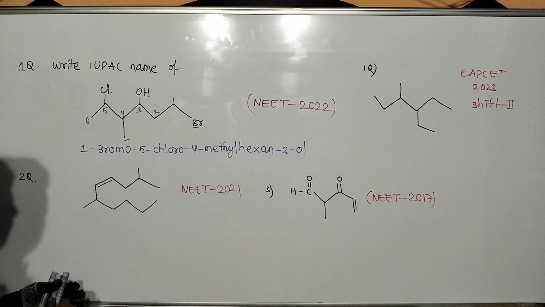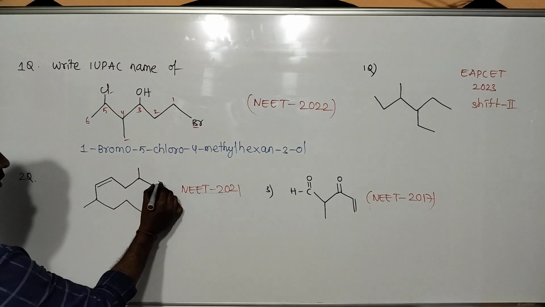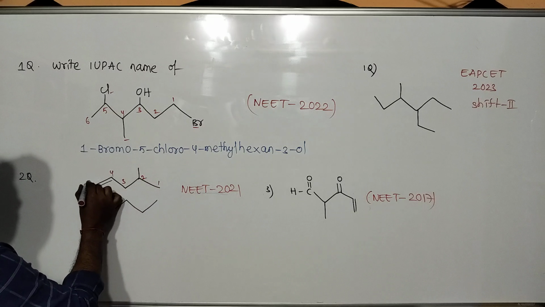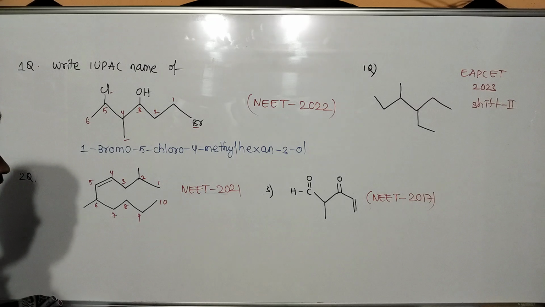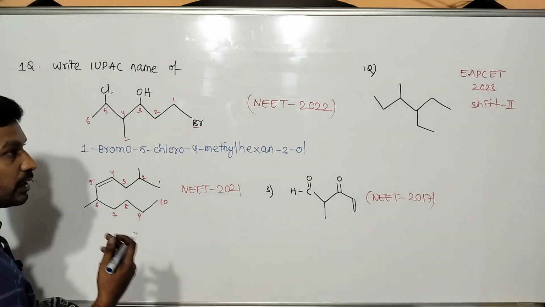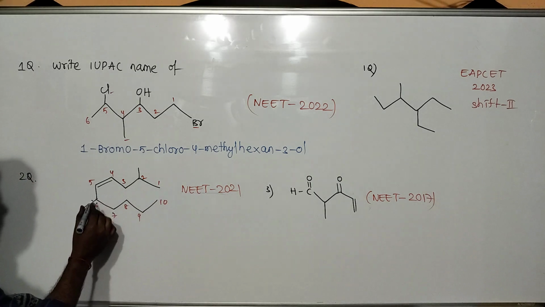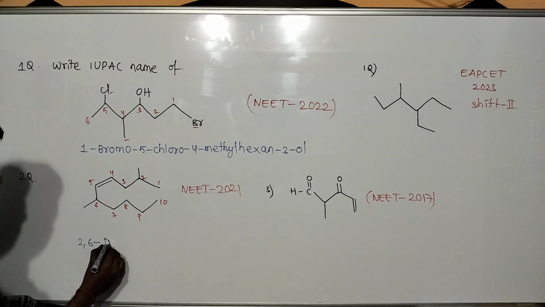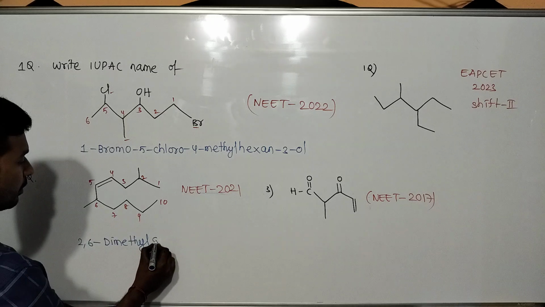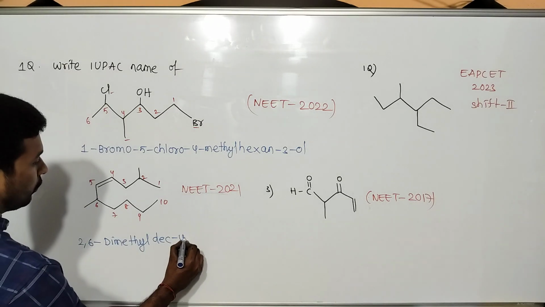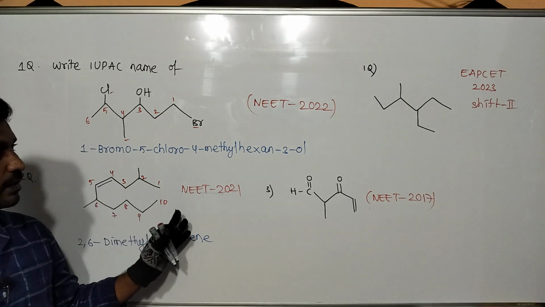Next, come to here. Here 1, 2, 3, 4: in this way the double bond gets the lowest possible number. 1, 2, 3, 4, 5, 6, 7, 8, 9, 10. Such a simple question they asked. In JEE Mains and NEET, very simple questions; in APSET, some complex questions they will ask. Here substituents at the 2nd and 6th positions, 2,6-dimethyl. Total number of carbon atoms is 10, so dec-4-ene. 2,6-dimethyldec-4-ene is the IUPAC name of this molecule.